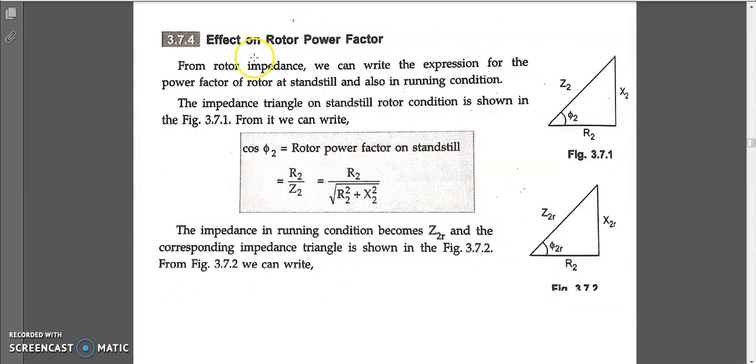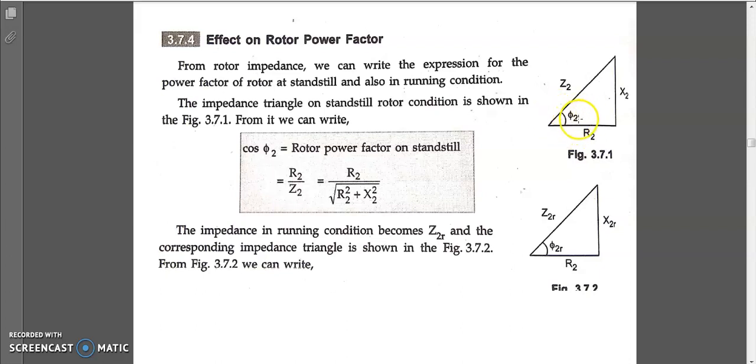Now let us see the slip affecting the rotor power factor. We know the power triangle: R2 will always remain as the base, where X2 always remains the opposite side, whereas Z2 is always on the hypotenuse side. We know that this is an inductive motor, so R2 and X2 are always 90 degrees to each other, whereas Z2 is the impedance caused by R2 as well as X2. It always comes on the hypotenuse.